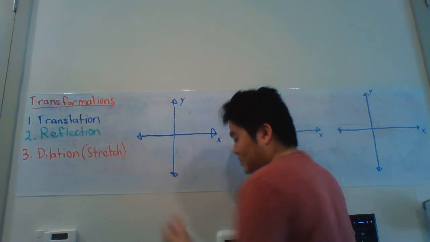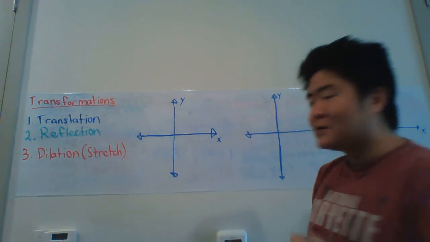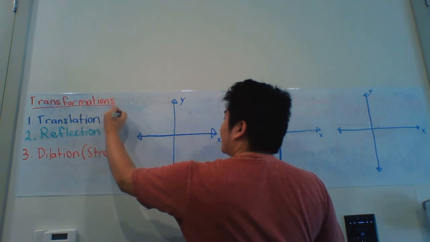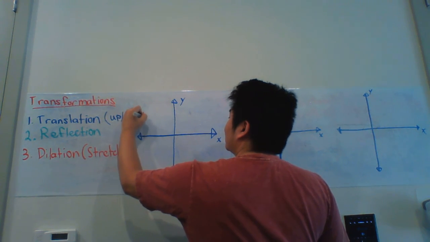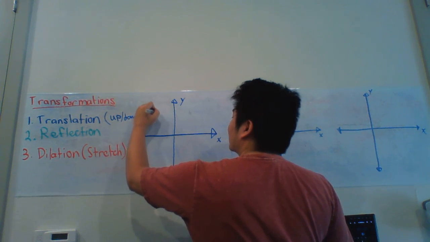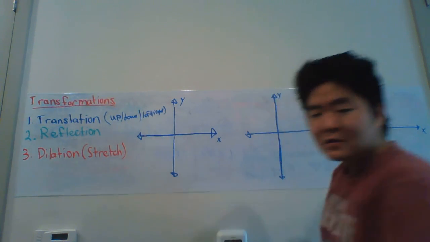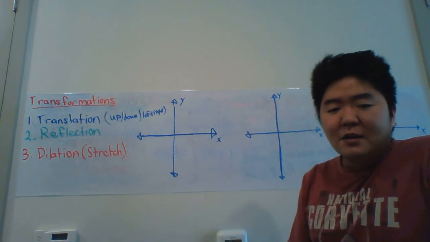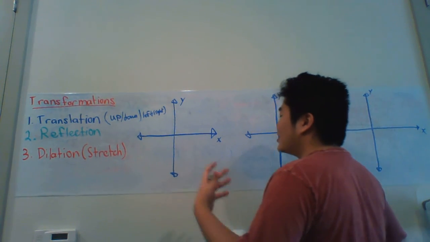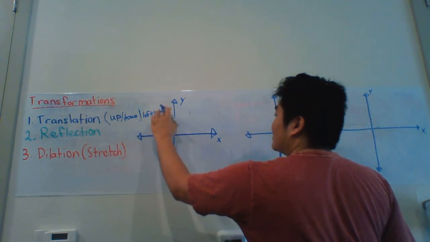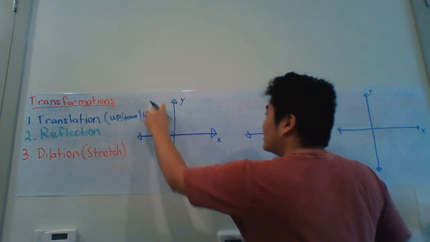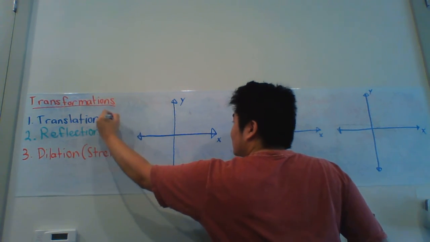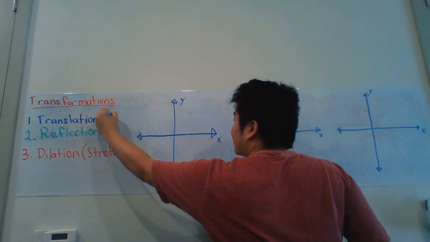So translation, all it is, I'll use blue marker for translations. Translations are just going up, down, left, and right. So up, down, left, right. And that's all the translations are. I'm going to erase this actually because it's kind of in my way right now. I'll just use arrows to denote this. So something like this. Up, down, left, and right.